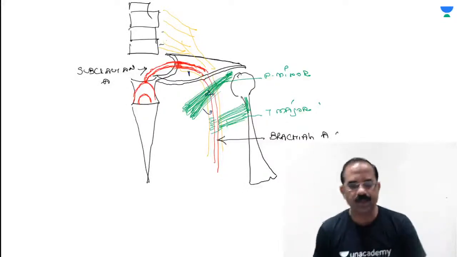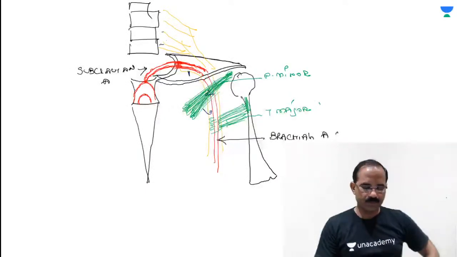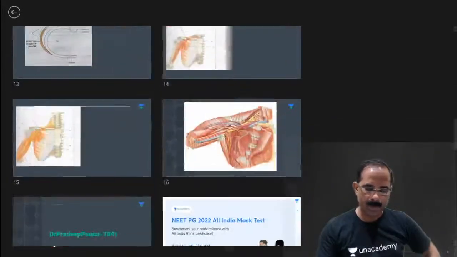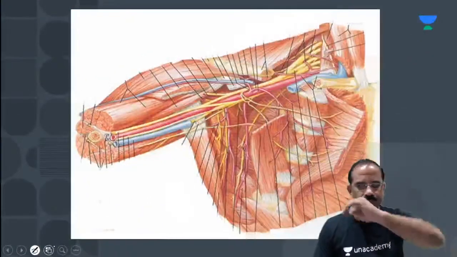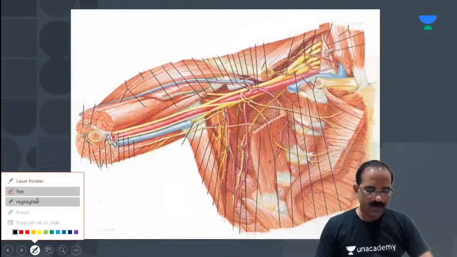Any doubts? If anything is left to be drawn, you tell me. So I'll just show you the slides. Look at this. This is a beautiful slide, students. See if you can understand this.